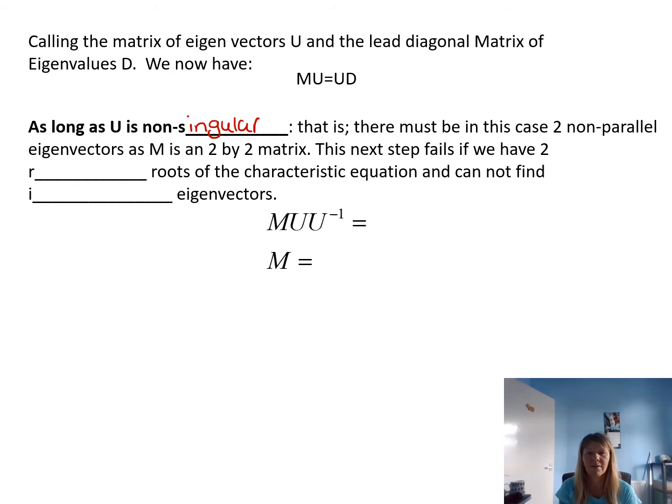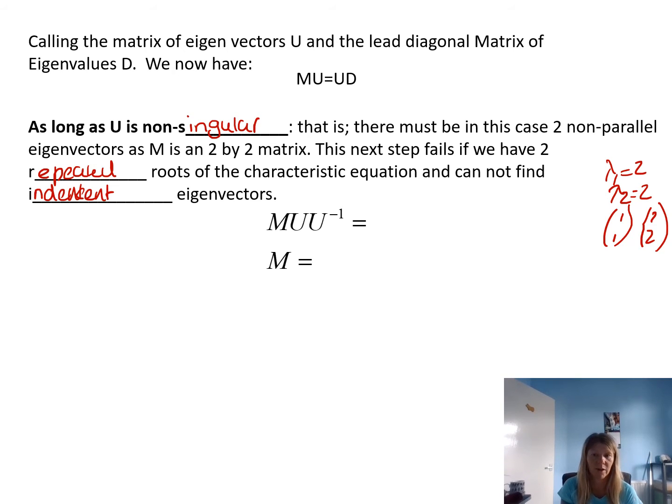Basically, it would fail if you had two repeated eigenvalues, or roots of the characteristic equation, and you could not find independent eigenvectors. So if your lambda 1 was, let's say, 2, and your lambda 2 was in fact 2, and you found your eigenvector as (1, 1) and the other one as (2, 2), they're not independent, so this method wouldn't work then.